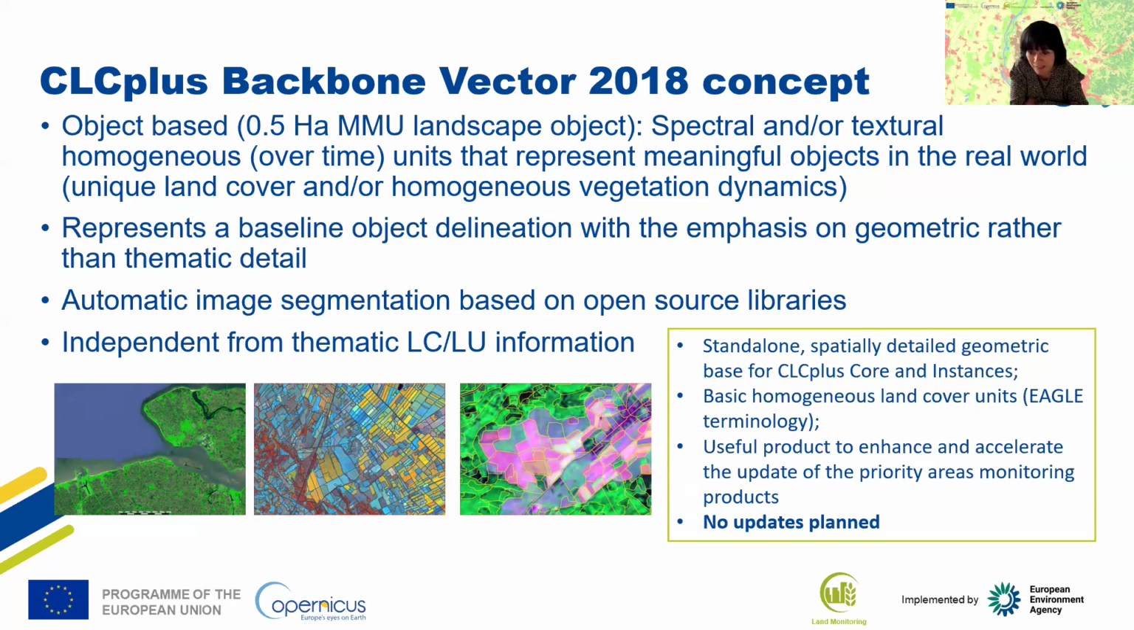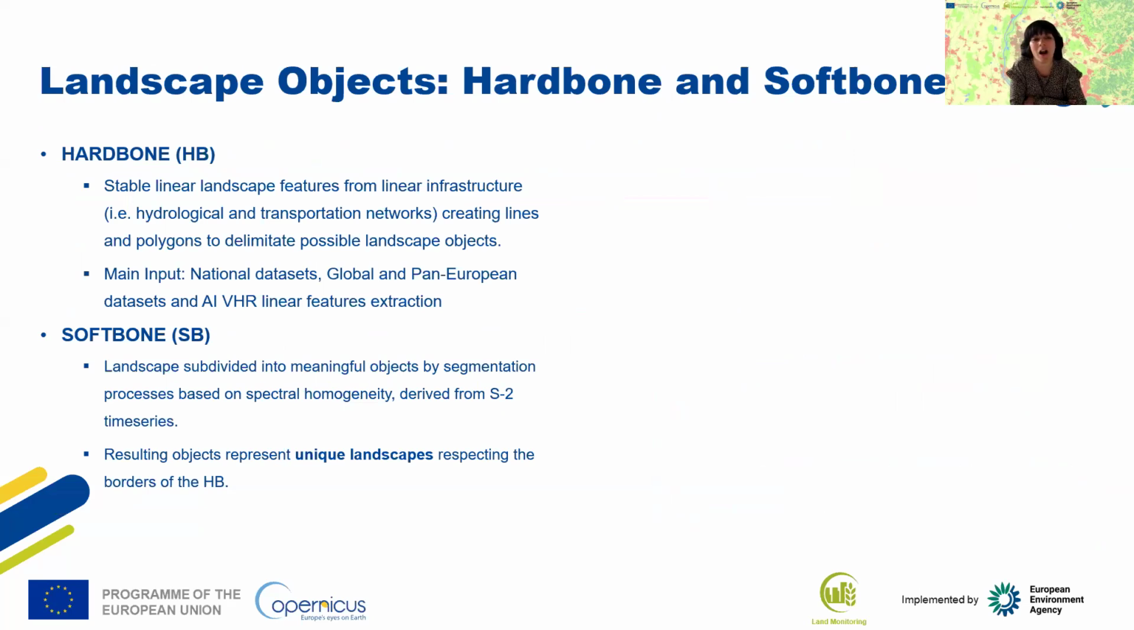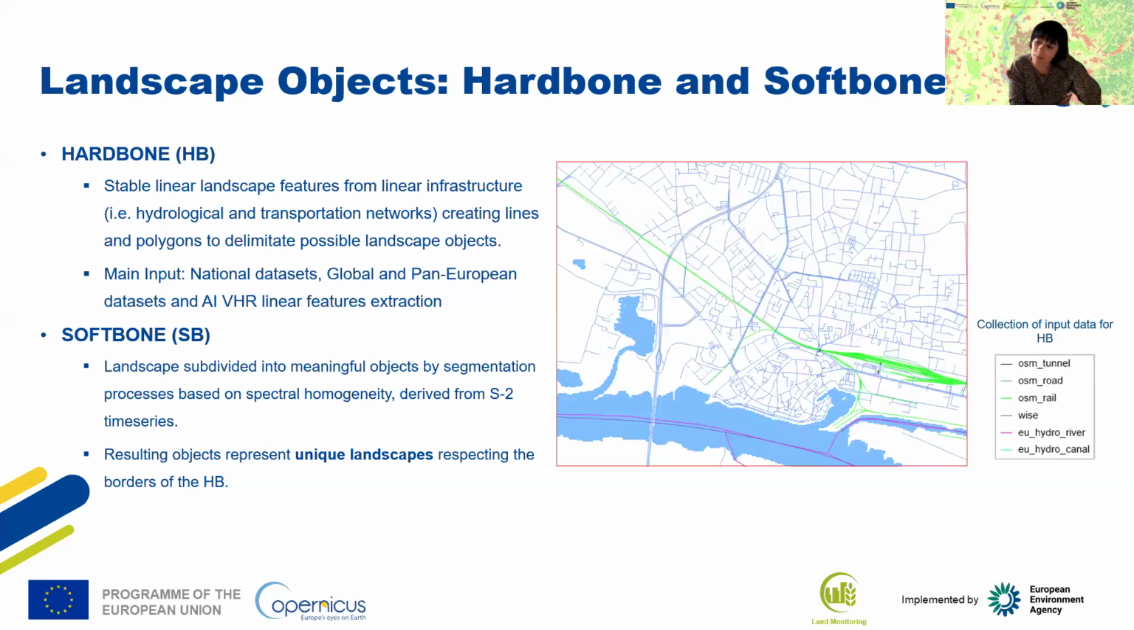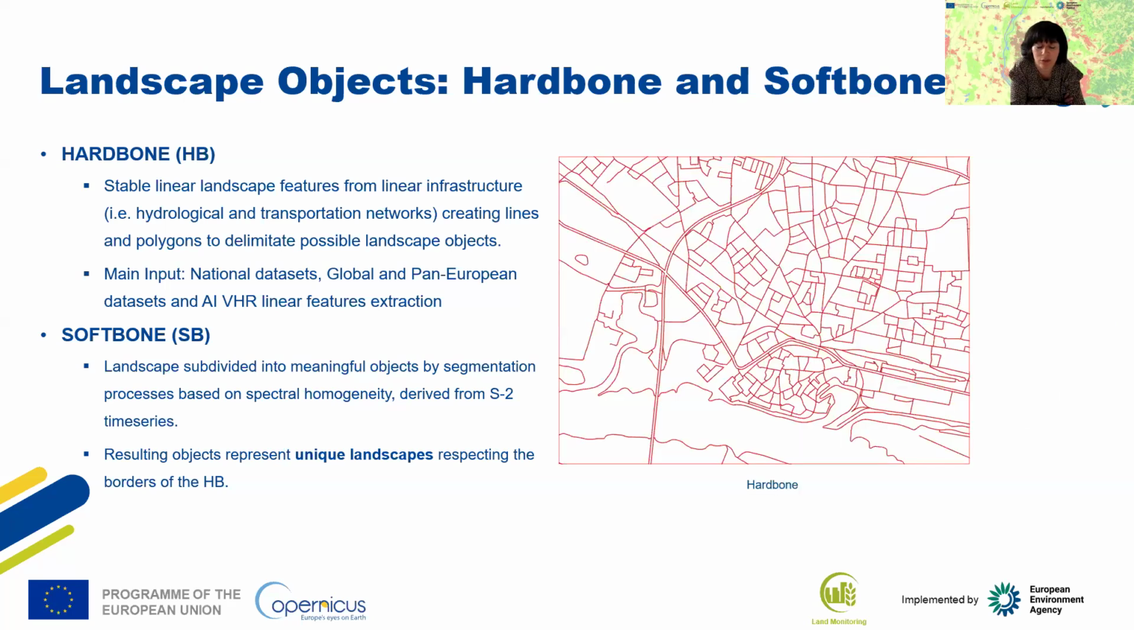So if you go to the next one, please. So how is the product created? The first thing is the collection of input data to create the first skeleton, which is done by combining mostly linear infrastructure, so hydrological and transportation network. And if you click, you can see the examples, what I mean. This data is coming mostly from different data sources, be it national, regional, global, European, and then it's complemented by artificial extraction on VHR data.